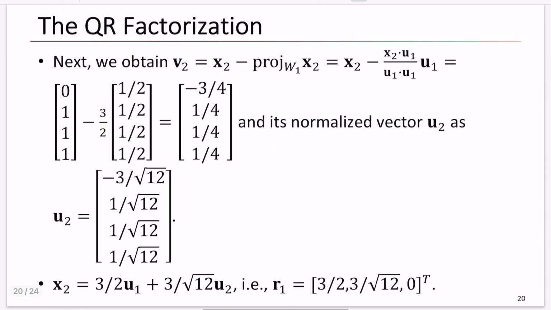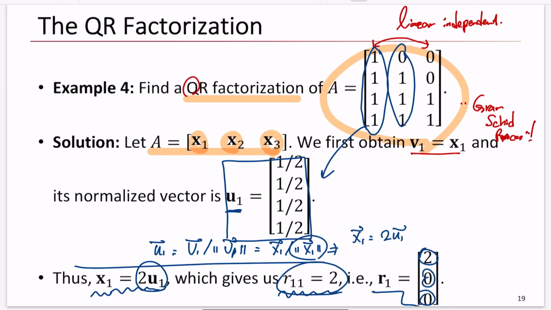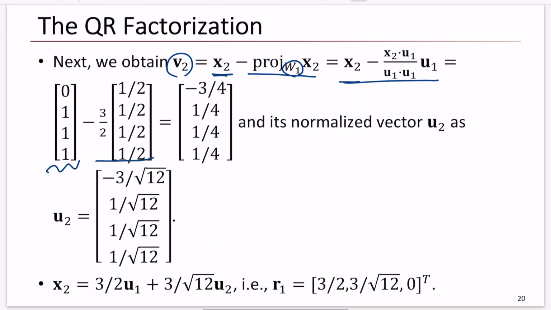So next, v2 is going to be x2 minus the projection of x2 onto the W1 space. So x2 was like this, from here to x2, and the orthogonal projection of x2 onto W1 is going to be like this. Please try to derive it yourself. And anyway, this is going to be negative 3 over 4, 1 over 4, 1 over 4, 1 over 4, which is v2. Thus, the normalized vector u2.